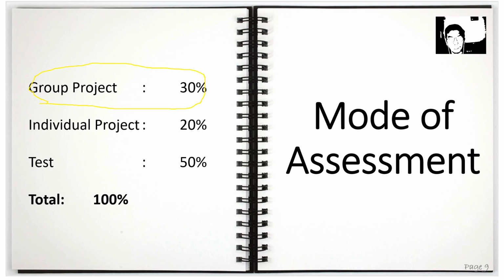Okay, I'm going to explain later what type of project you're going to carry out, and when I'm going to issue the group project. And you also have the individual project, 20%, and finally you are going to have the final test, 50%, in week 14. Usually the final test is in week 14. So all three assessments will bring 100% for this subject.